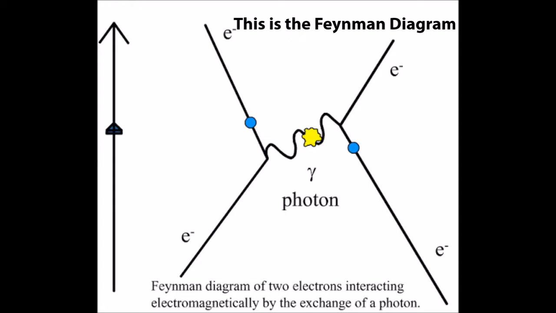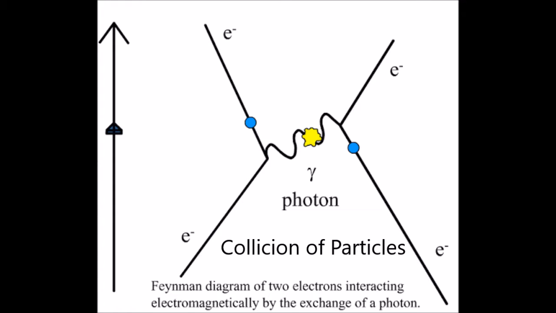A Feynman diagram is a visual representation that shows what happens when elementary particles collide with one another on a subatomic level. Elementary particles include all subatomic particles. And before we get into how the diagram actually works, let's learn a bit about how it came to be.